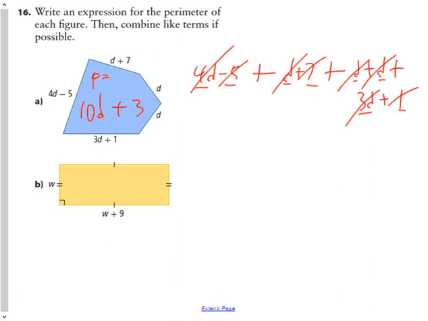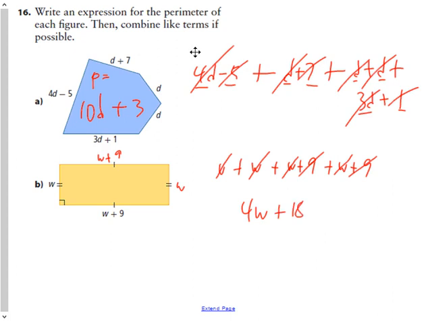In the second one, what's not written, of course, is these two sides here. So if I'm writing the perimeter, I'm going to put W plus W plus W plus 9 plus W plus 9. A W plus a W plus a W plus a W is a 4W. A 9 plus a 9 is a plus 18. So therefore, uh-oh, wrong way.